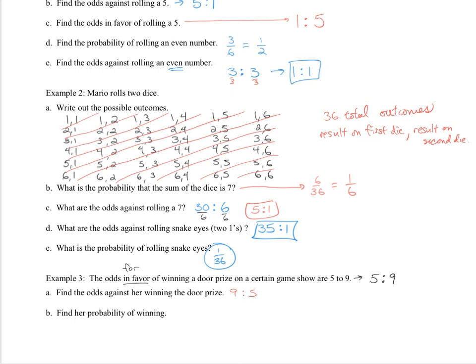So finally, what's the probability of her winning? Well, there are 5 outcomes where she does win. There are 9 outcomes where she doesn't, leading us to understand there are 14 total outcomes. So all we have to do is take the outcomes where she wins and divide it by the total number of outcomes. So 5 over 14.